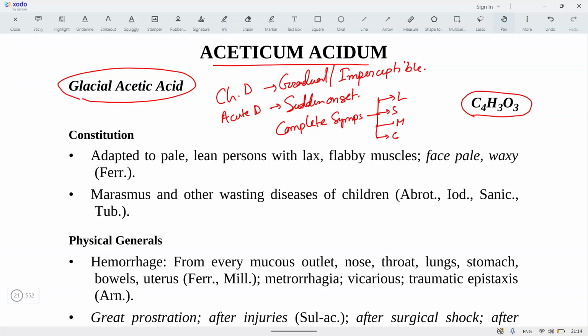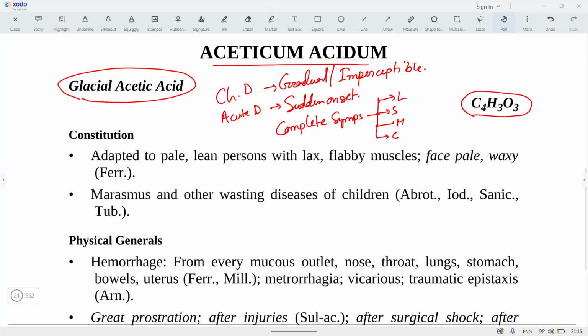Now, when we are going to study any drug, we have to understand the fundamentals of that medicine because that will be very important when we are going to prescribe it for a chronic case. And in case of acute, we have to remember most of the symptoms completely, and those are the particular symptoms. Now, let us focus on aceticum acidum.